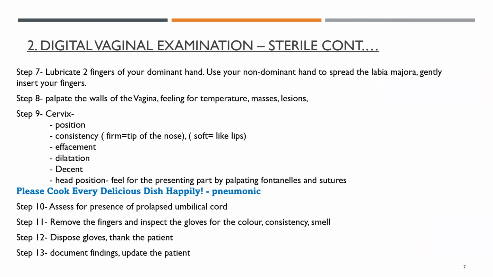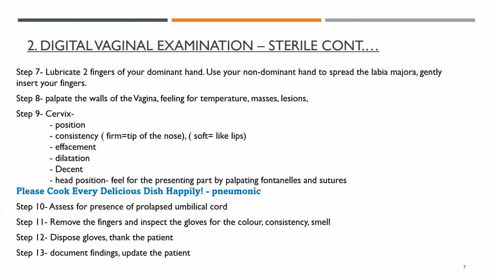In this case, what you're going to do is lubricate 2 fingers of your dominant hand, which is going to be your index finger and your middle finger. Use your non-dominant hand again to spread the labia majora, and you gently insert the fingers in, and you tell the patient what you're doing as you're doing it. Be like, now I'll be inserting my fingers. You might feel a little bit uncomfortable. You can ask the patient to breathe in and out or try to distract them. Step number 8, palpate the walls. You're feeling for any temperature, any masses, any lesions.